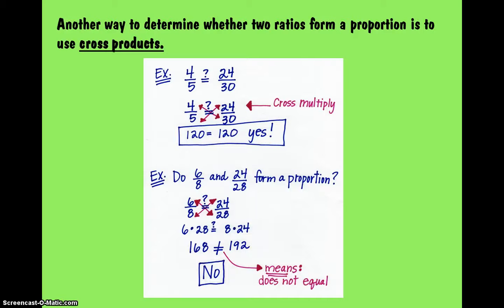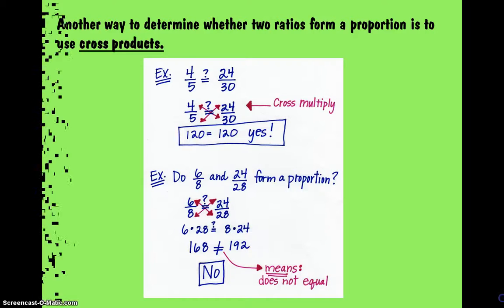Let's look at the next example. Do 6/8 and 24 over 28 form a proportion? Let's check using cross products. We're going to cross multiply. 6 times 28 is 168, and 8 times 24 is 192, and 168 does not equal 192. Remember that equal sign with the slash through it does mean does not equal. Therefore, the answer is no. These two ratios do not form a proportion.